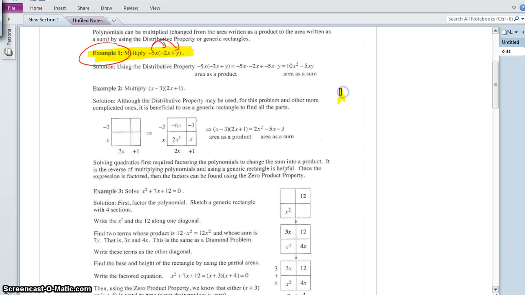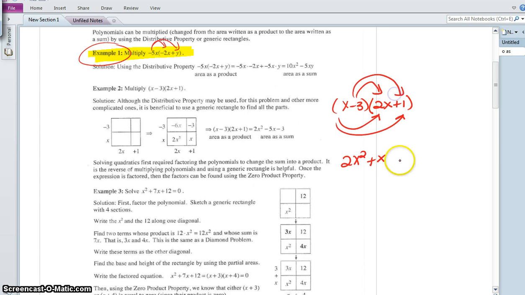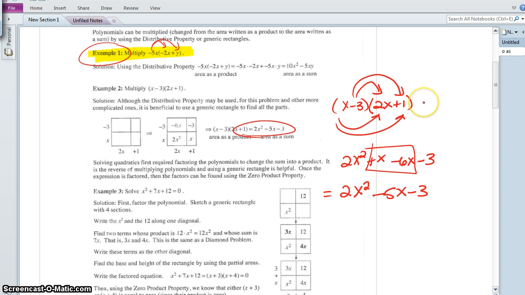You could also use distribution. So let's do x minus 3 times the quantity 2x plus 1. X multiplies both terms in the second binomial, so 2x squared plus x, and negative 3 multiplies both terms in the second binomial, minus 6x minus 3, and then we combine the like terms to get the simplified result, 2x squared minus 5x minus 3. So we get the same result using distribution as we get using the box method.